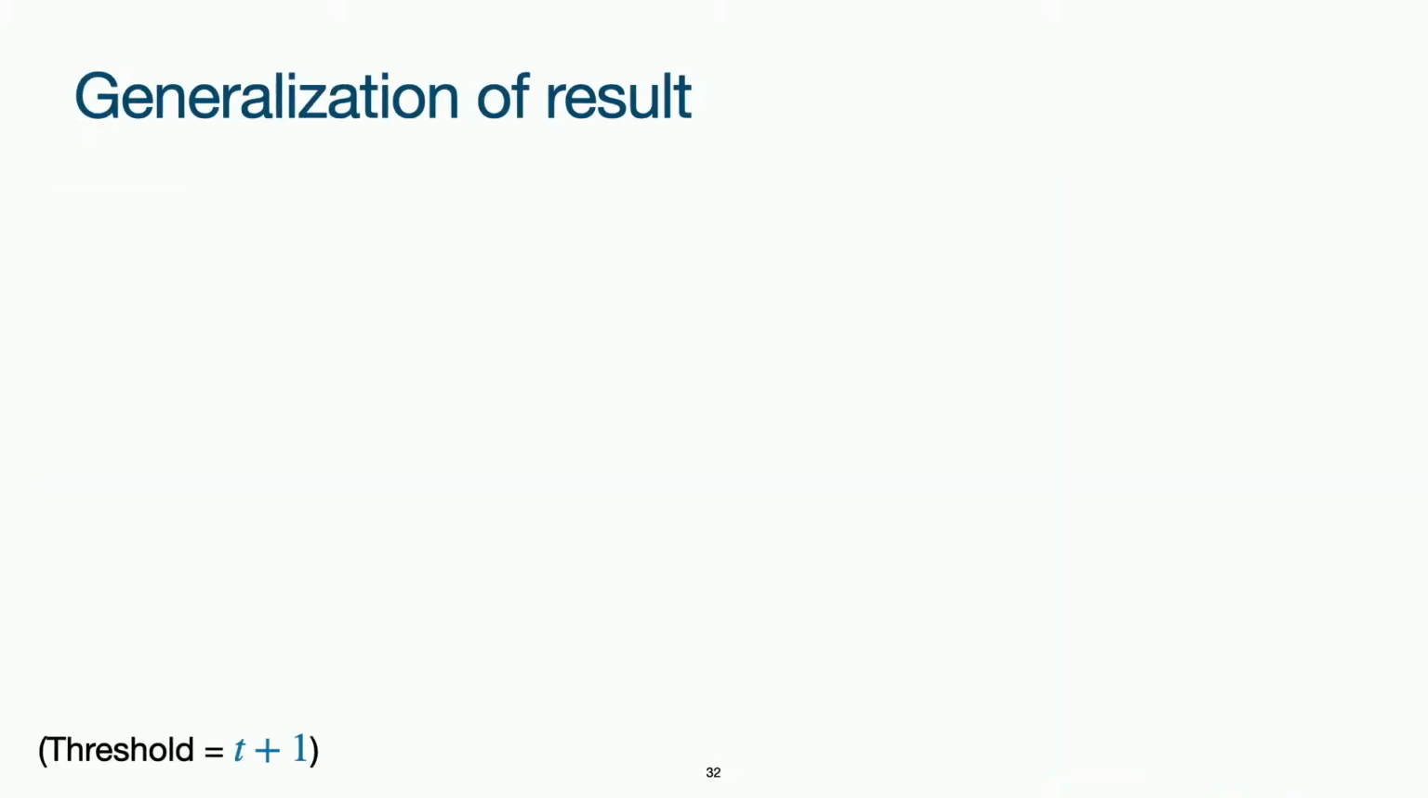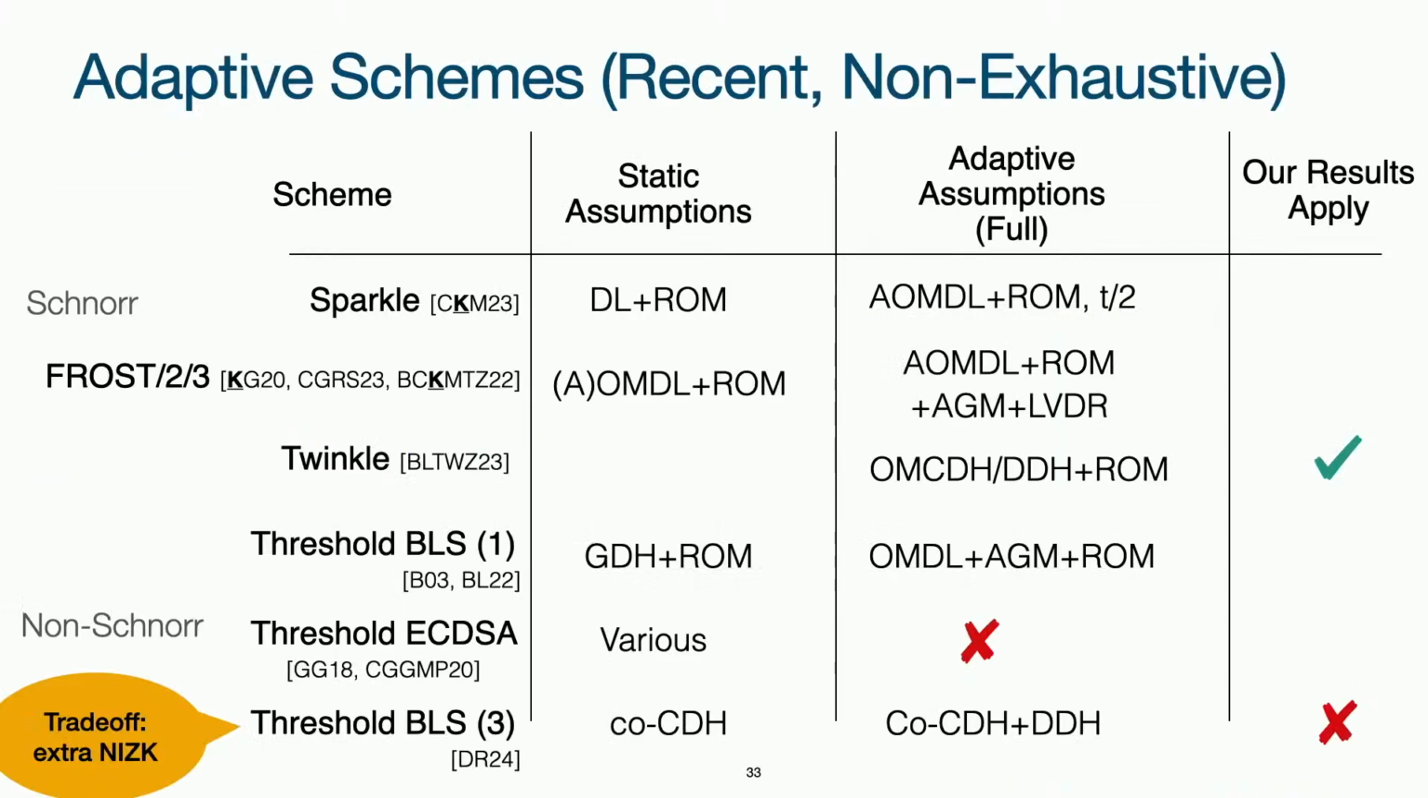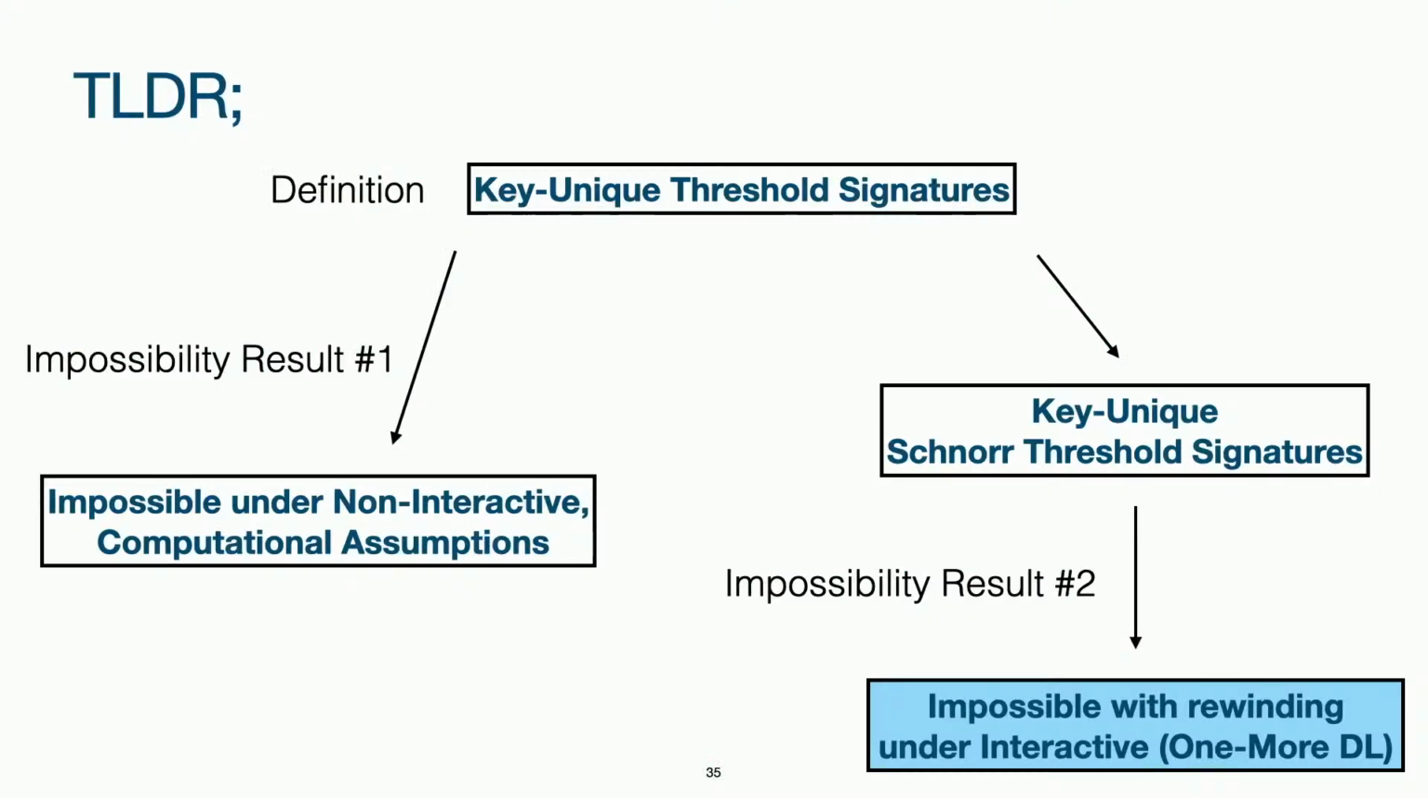To show you some schemes that this does apply to, it applies to things like threshold BLS, ECDSA, and Schnorr, all of which use this kind of key-unique approach. But there are schemes that use a non-key-unique approach, and so it doesn't apply. I'll skip the second result, but it applies just to threshold Schnorr.